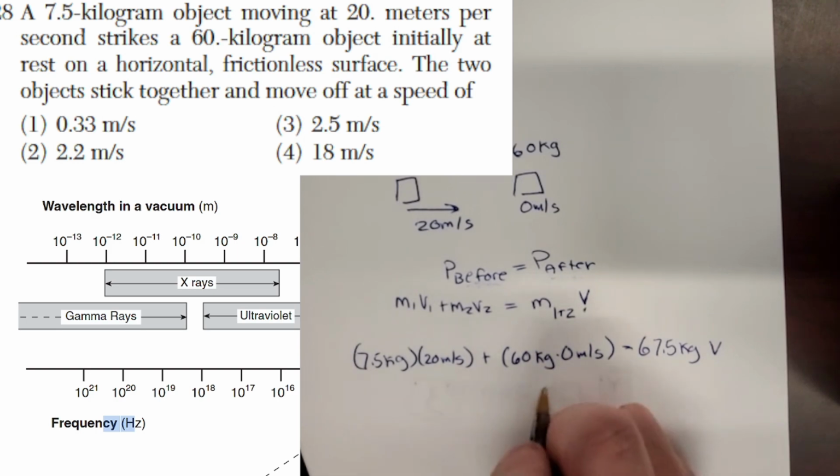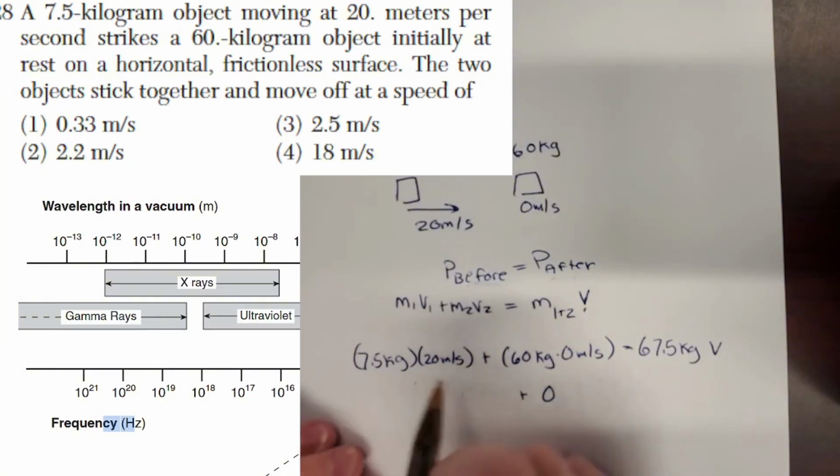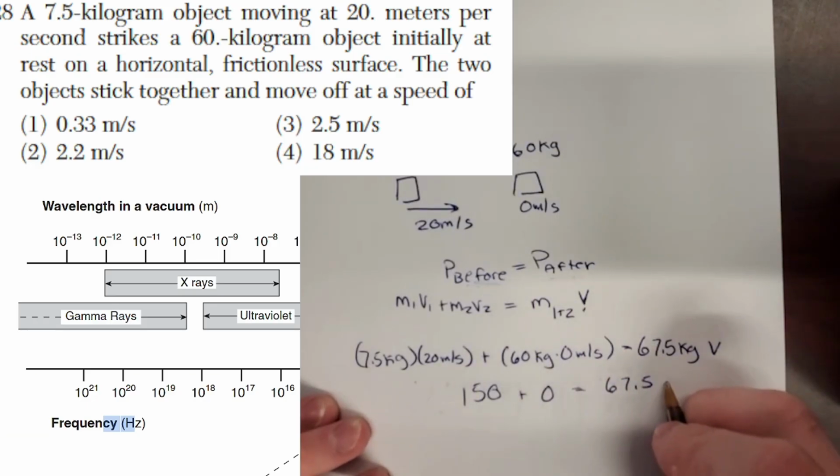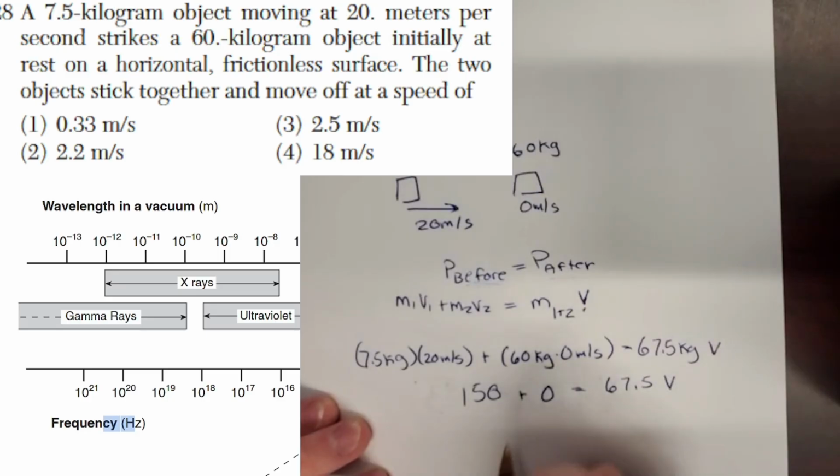So this is just going to be 0, right? 60 times 0 is just 0. Let's figure out what 7.5 times 20 is. Let me do the math on that real quick. We have 7.5 times 20. You get 150. So you have 150 is equal to 67.5 times v.